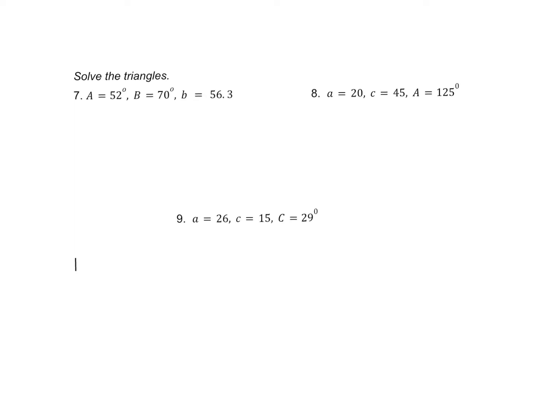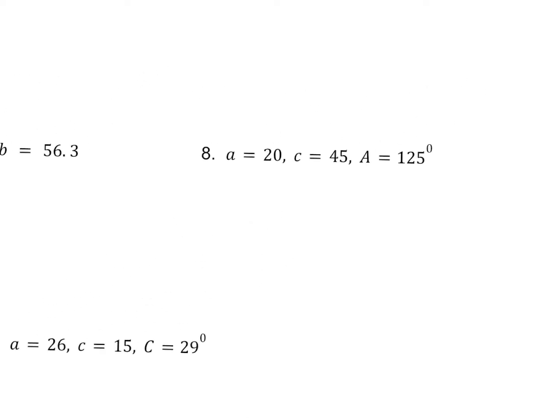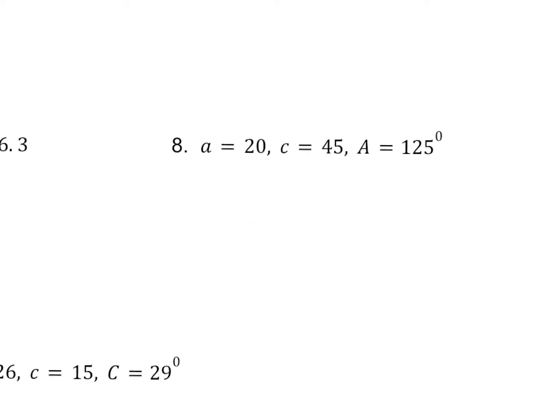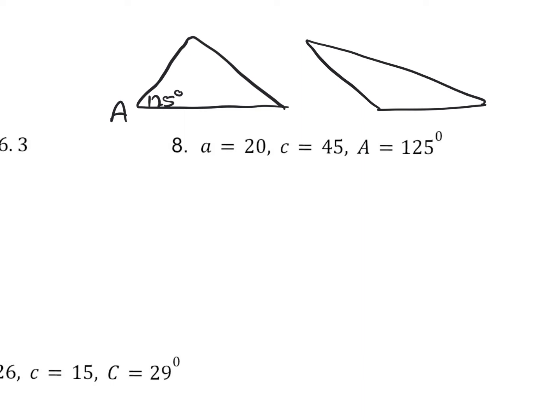Okay, there we go. So number 8, I'm gonna make this a little bit bigger here so we can draw triangles and things, because you never know what might happen here. So I'm gonna have the same kind of triangle again. Got angle A, which is 125. I need to draw that a little bit better. 125 is actually obtuse.